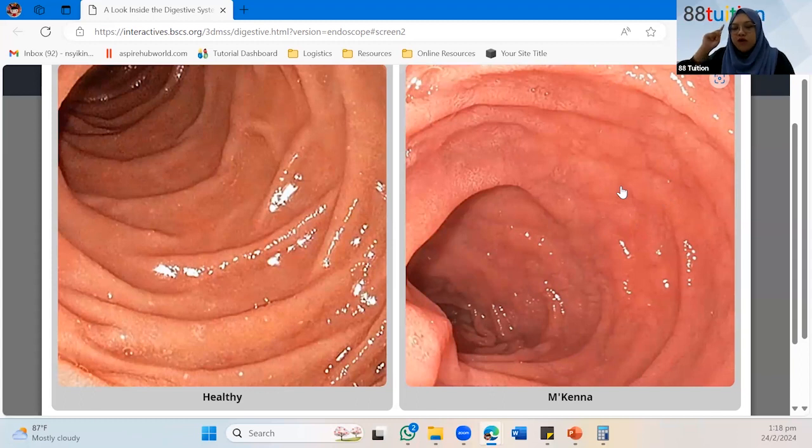Okay, so you ask yourself, why does the natural healthy one have so many folds over here? How come the diseased one always looks nicer, you know, more shiny, more smooth and everything? But why do we want the wall of our small intestine to be folded?